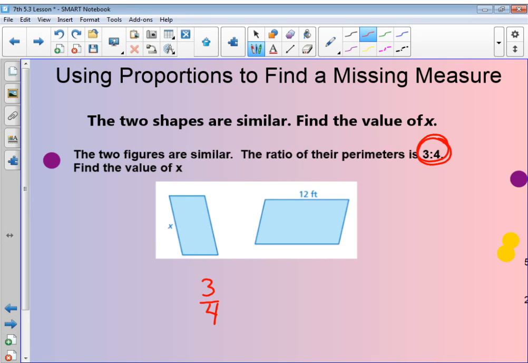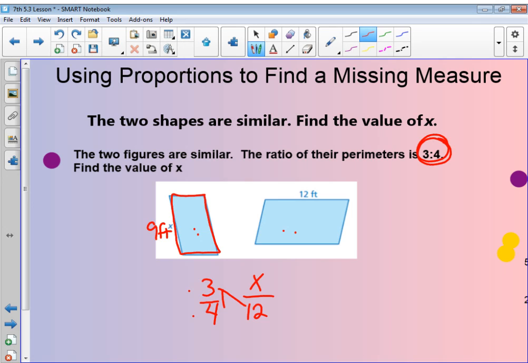Now, the key thing to understand is where my x goes versus my 12 goes. I'm going to look at the size of the numbers and compare it to the size of my figures. Since this is the smaller figure, it's going to go with the smaller number. So I need to put my x where the smaller number was, which was on top, and my bigger number goes with the 4, which was the bigger number of the ratio. Now I'm going to cross multiply, divide. So 12 times 3 is 36, and divide that by 4, it gives me 9. So I just found out that this is 9 feet.